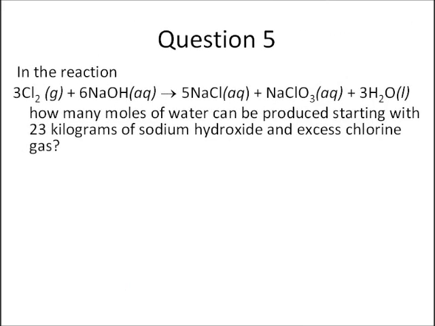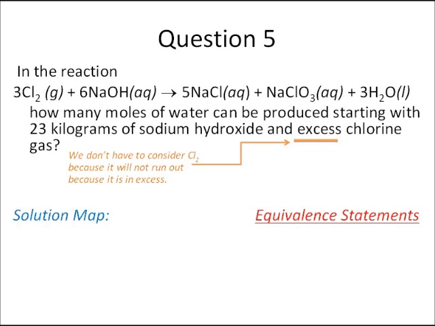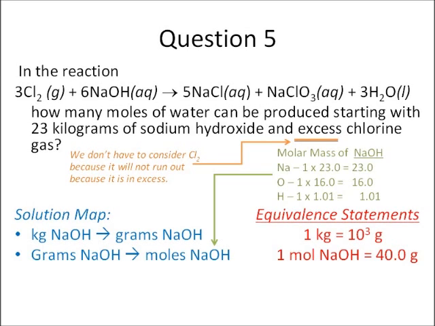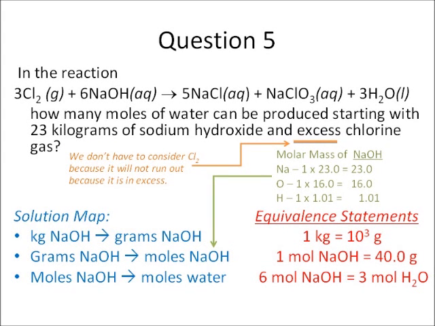If we are reacting chlorine gas with sodium hydroxide and we want to know how much water we can make, but we have excess chlorine gas, we can ignore the chlorine and start with the kilograms of sodium hydroxide. We have to use a metric prefix equivalence to get to grams. Then we can use the molar mass of sodium hydroxide to get to moles of sodium hydroxide. And finally, we can use a mole ratio to get from moles of sodium hydroxide to moles of water.